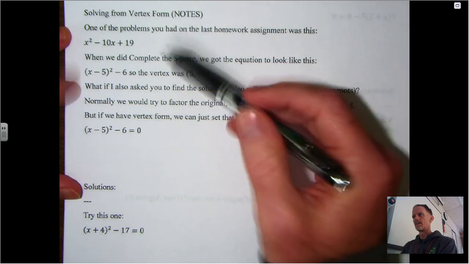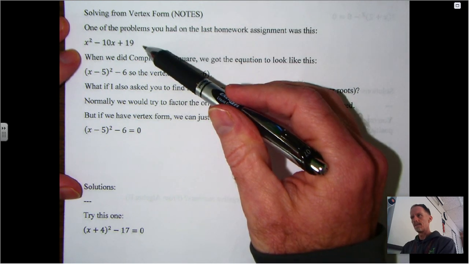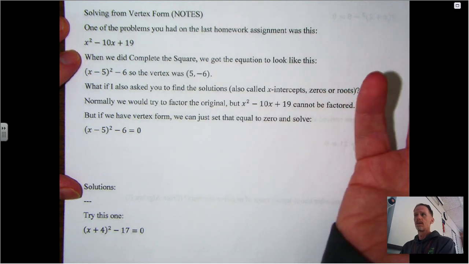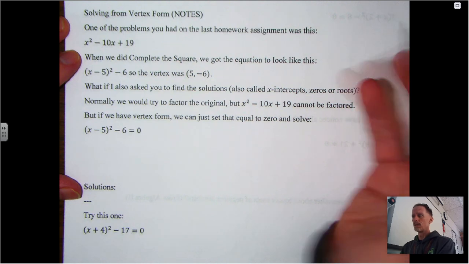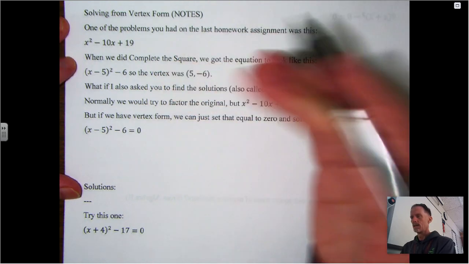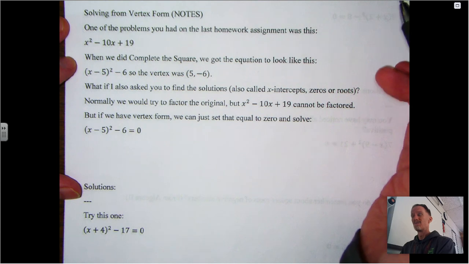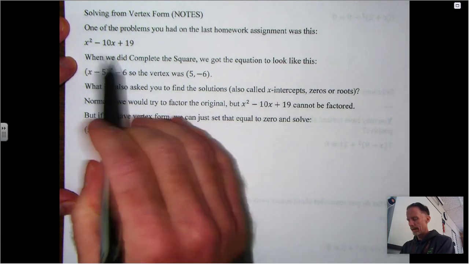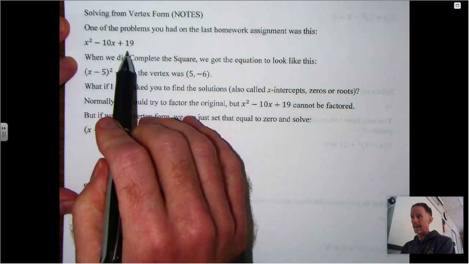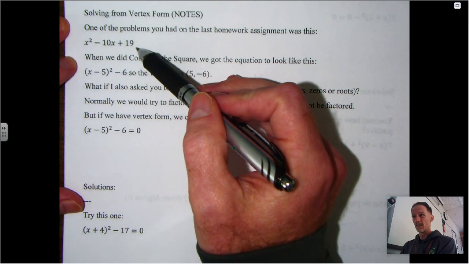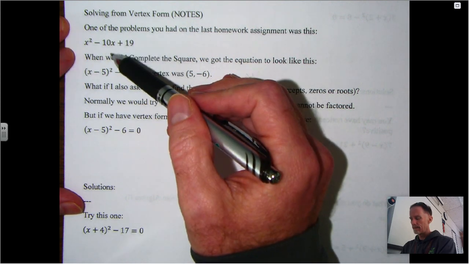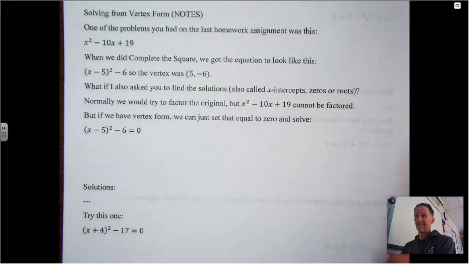But what if I use that same equation and I said, can you find the solutions to that quadratic? And remember, solutions are also called x-intercepts or roots or zeros, where it's crossing the x-axis, right? Well, you'd be like, oh, I can just factor that. But this cannot be factored, because nothing multiplies to 19 and adds to be negative 10. So you're like, well, I can't factor it. How am I going to find the zeros?